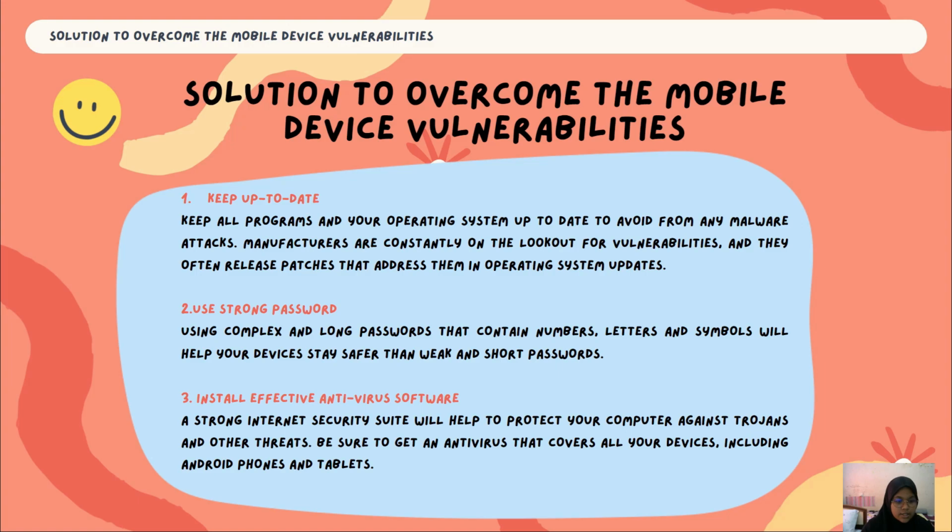The second one is use strong passwords. Using complex and long passwords that contain numbers, letters and symbols will help your devices stay safer than weak and short passwords. The third one is install effective antivirus software. A strong internet security suite will help to protect your computer against trojans and other threats. Be sure to get an antivirus that covers all your devices, including Android phones and tablets.